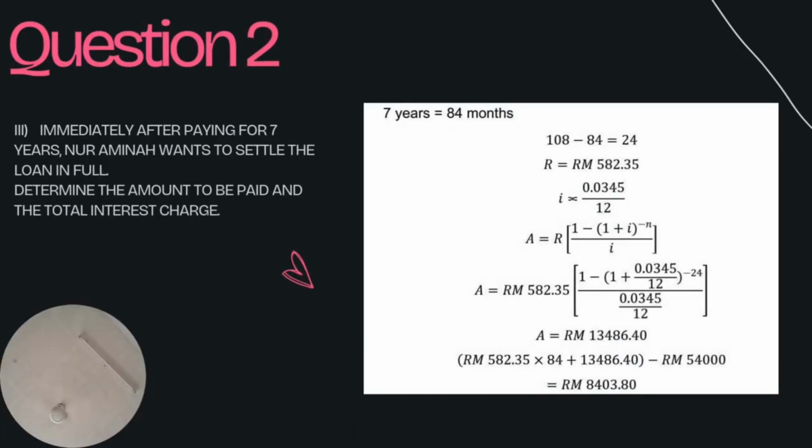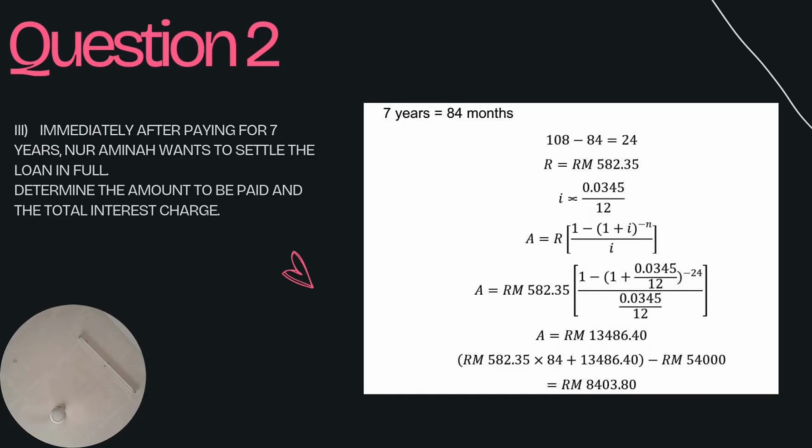So for the third question, immediately after paying for 7 years, when Aminah wants to settle the loan in full, determine the amount to be paid and the total interest charge. So 7 years equals 84 months, and then we have to minus, 108 minus 84, which equals 24. And then we use A equals R, 1 minus (1 plus i) to the power negative n over i. Then we substitute the information, and we got 13,486 ringgit and 40 cents.